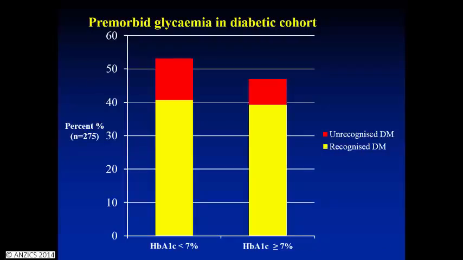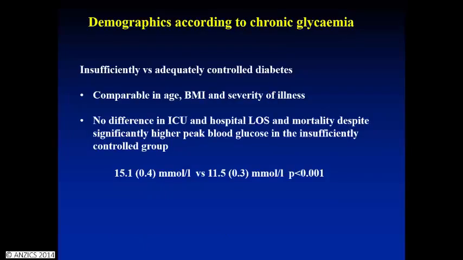Of our 275 diabetic patients, there were fairly even numbers between those who had insufficiently controlled diabetes or adequately controlled diabetes or better. When comparing the insufficiently controlled group to the adequately controlled or better group, they were comparable in age, BMI and severity of illness, and their outcomes were comparable, so there was no difference in ICU or hospital length of stay or ICU and hospital mortality.